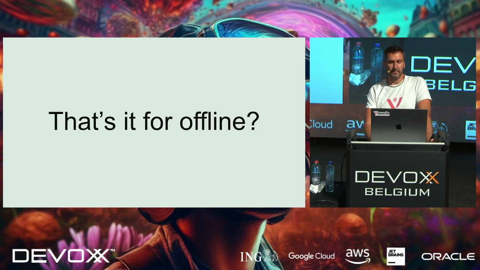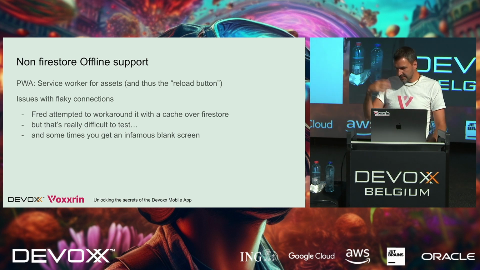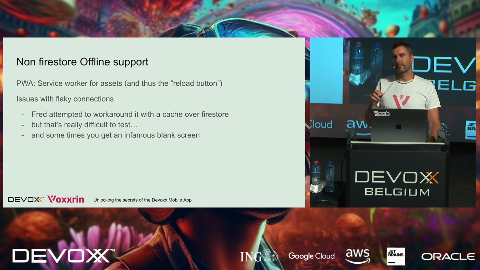Is that it for offline? And is it working correctly? On the mobile app, everything is not based on Firestore for offline. It's a progressive web application, so all the assets, the JavaScript files and images and so on, everything is handled by service workers. So we need to define with the service worker when things are updated. And you get pretty frequently a reload button on the app. This is something that we would like to avoid, but this is due to the PWA. With a mobile native app, we wouldn't have that because it's really related to service workers.